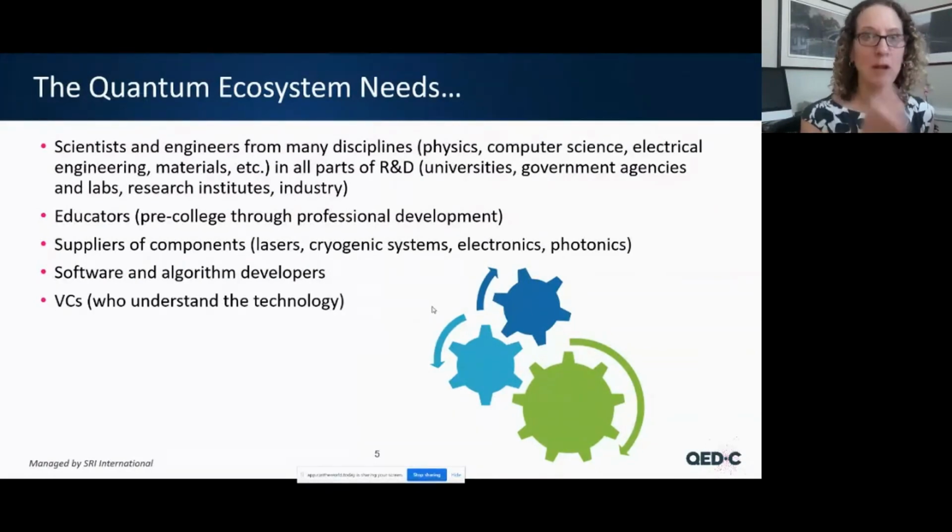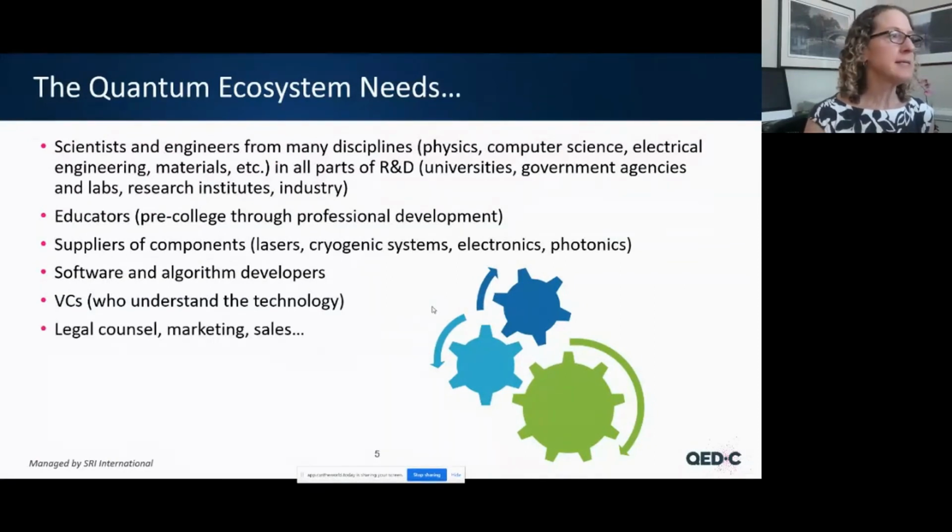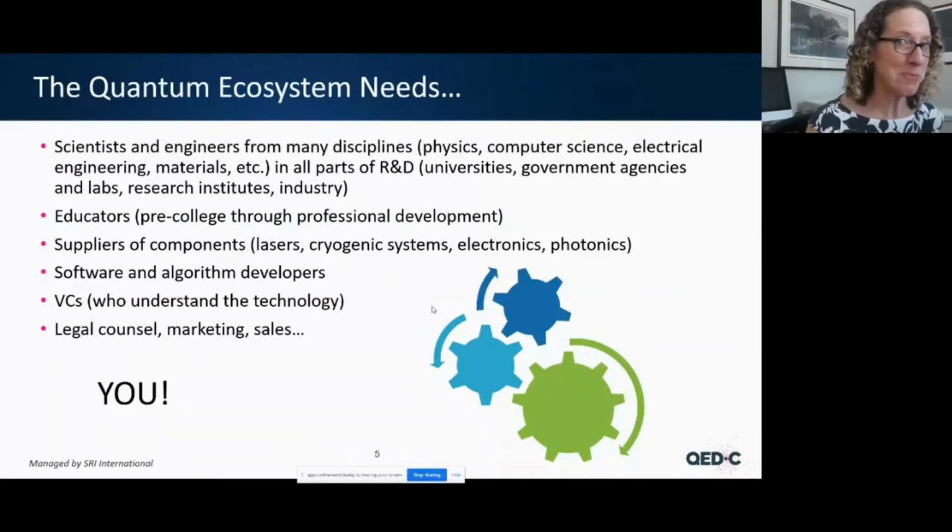And then we need non-scientists and engineers, if you will, or people who are working in other collaborative or supportive areas like investors, VCs who actually get the technology. And then there are things like lawyers, patent lawyers and other types of lawyers, or marketing and sales people, business people, all going to be essential to advancing it. So it really is going to need you.